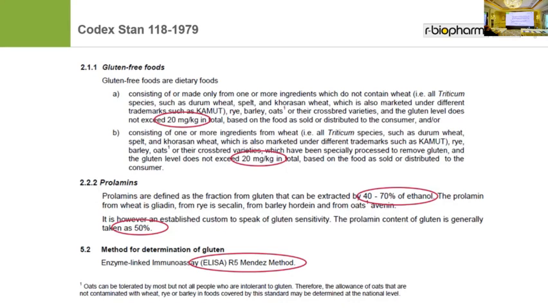Then we see that the prolamins are defined as being 50% of the gluten in wheat, rye and barley, and therefore we have to multiply the result from the R5 assay by a factor of 2 to calculate from gliadin to gluten. Altogether, this describes the ELISA R5 Méndez method, which is also given here in this standard.